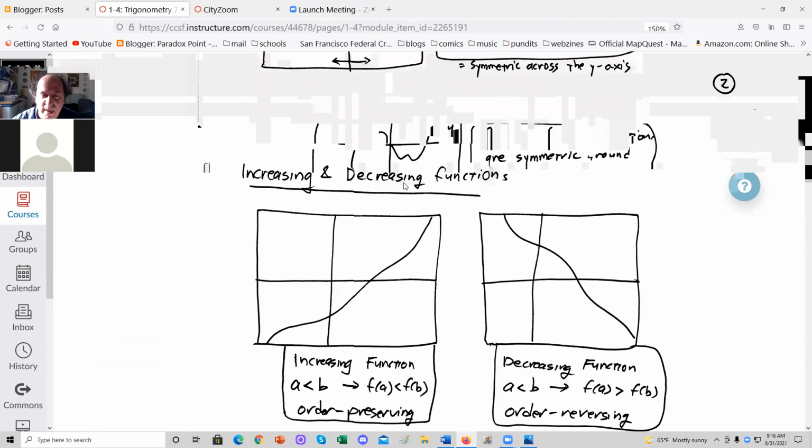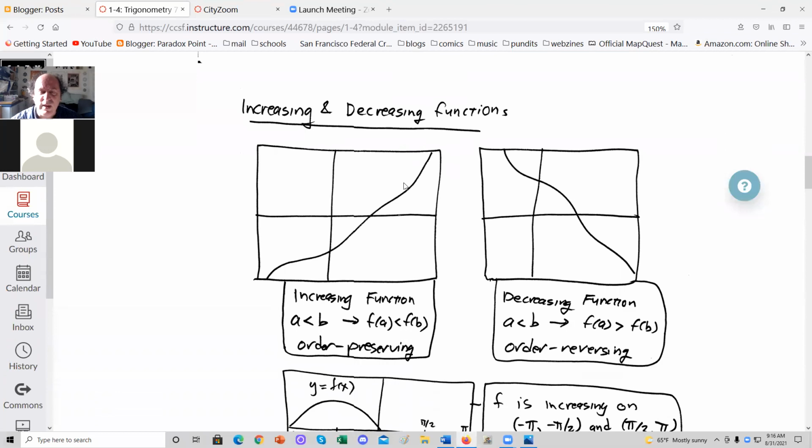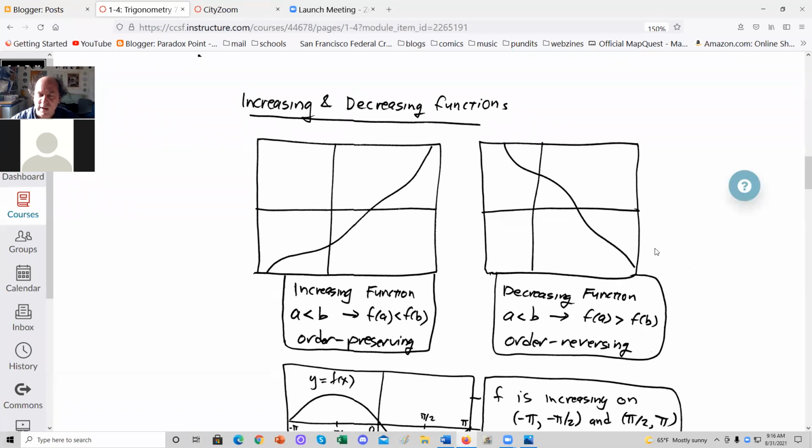Okay. Now here are what are called increasing or decreasing functions, though I prefer to call them order preserving and order reversing. An increasing function is one where if you increase the input, then you increase the output. It means the graph goes from lower left to upper right. A decreasing function is one where if you increase the input, then you decrease the output. Therefore, I call it order reversing. It goes from upper left to lower right.